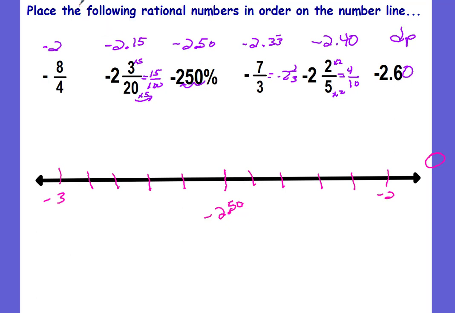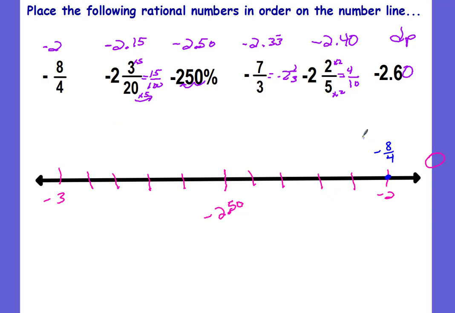So now I'm good to go, and I'm ready to go ahead and place my rational numbers on the number line. So I'm going to start up here, negative $2. It's going to be right here. So I plot the point on the number line. Above it, I write the original rational number form, which was negative 8/4.